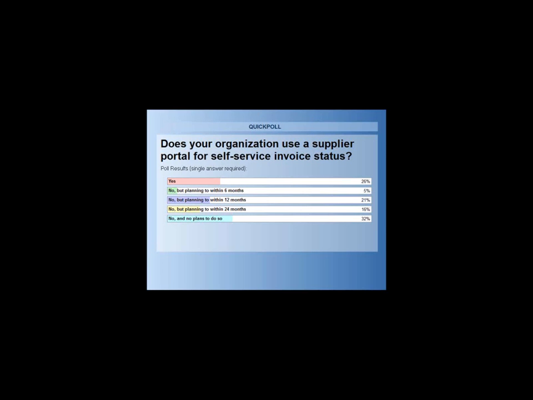Quite a dichotomy here, Charlie. The plurality of respondents, 32%, say they do not use a supplier portal and have no plans to do so. 26% say they currently use a portal for self-service invoice status. And 21%, just behind, say no, but they're planning to within 12 months. And then you can see the balance are planning to deploy the technology within 6 and 24 months. What do you make of these results, Charlie?